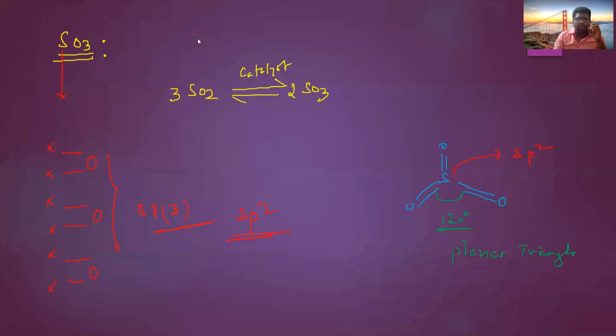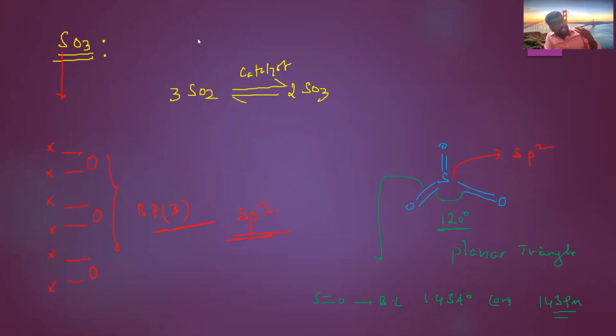So what is the bond length of S double bond O? How many S double bond O? 3. So for the S double bond O bond length, it will be 1.43 angstrom units or 143 picometers. So this is the structural determination of sulfur trioxide. What are the important points in sulfur trioxide? Why is it important for competitive purposes?